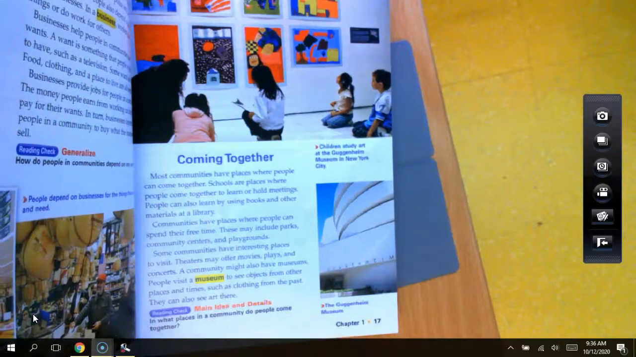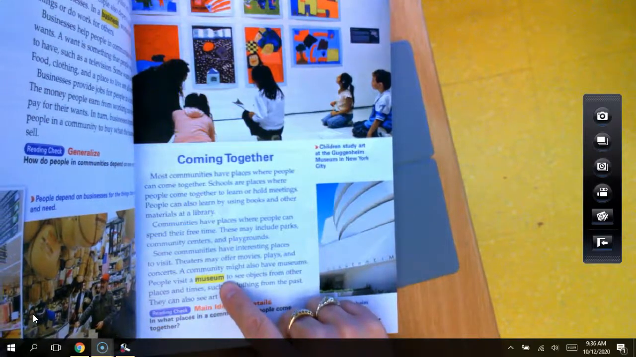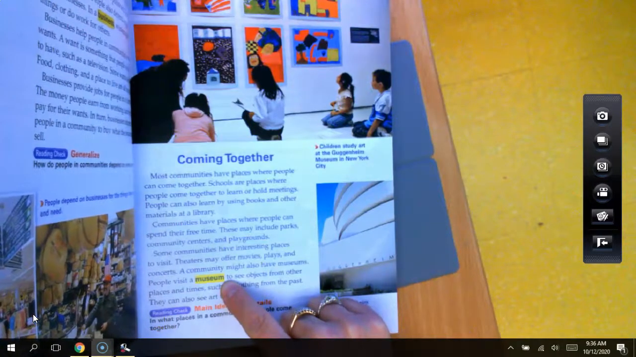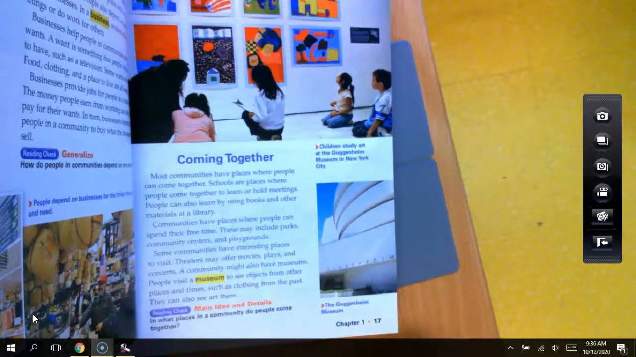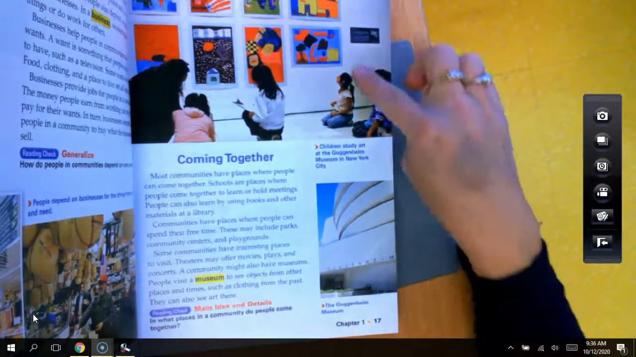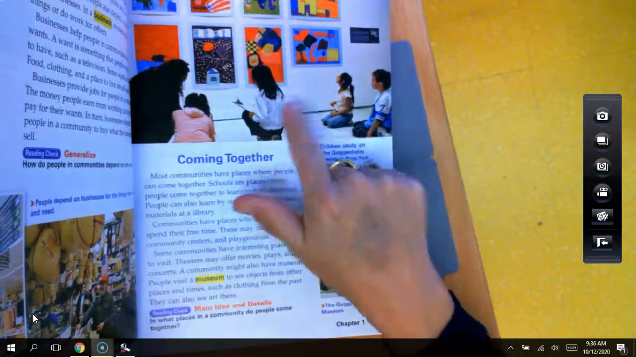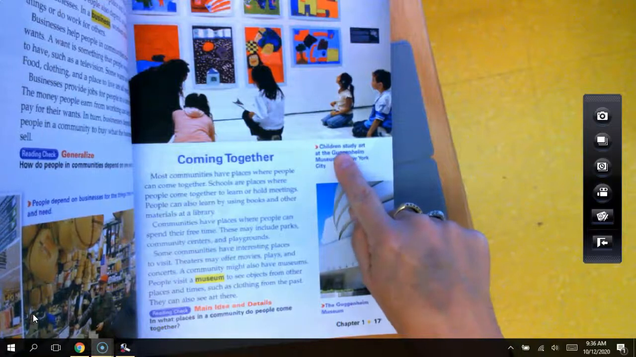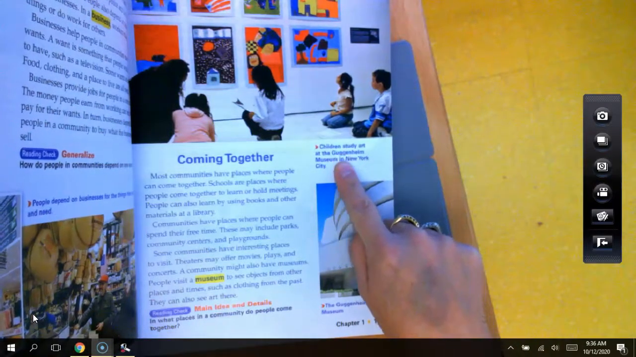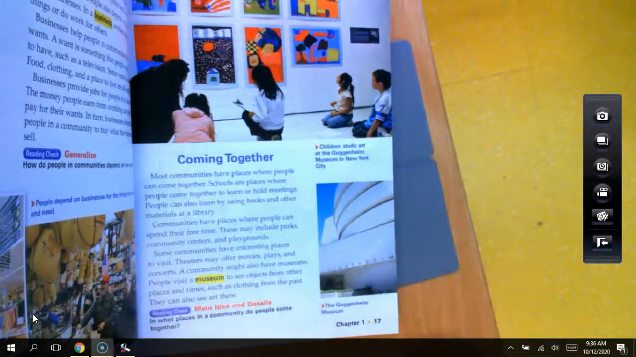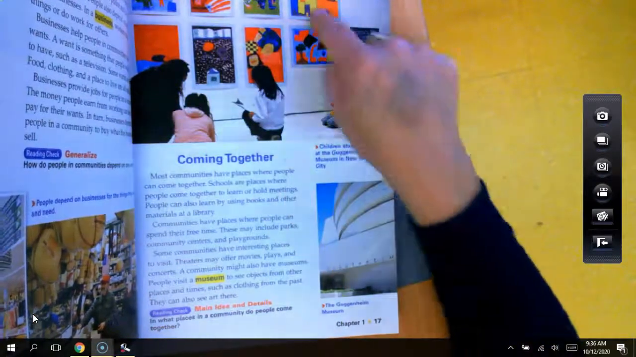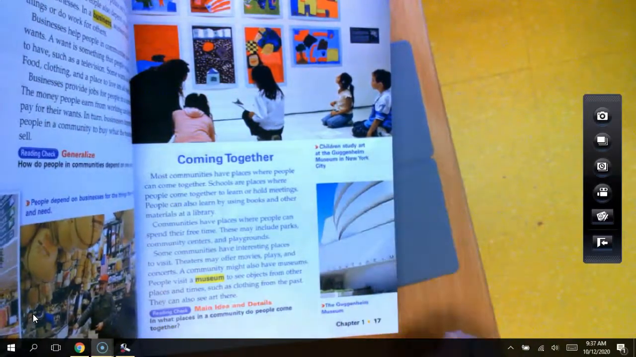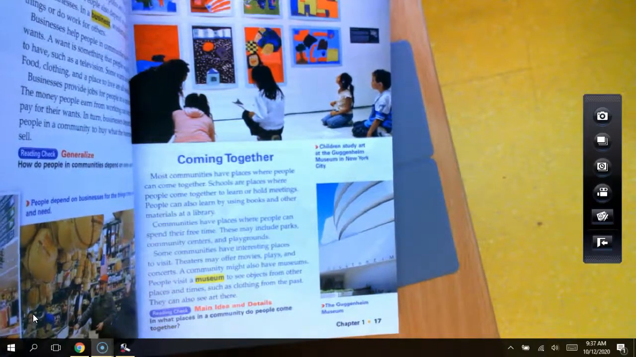So boys and girls, you see that the word museum is highlighted in yellow. That's another important word that you're going to be learning about this week in social studies. A museum is to see objects from other places and times. If you look at the picture above, you can see that these children are looking at pictures of art. It says in the caption, "Children study art at the Guggenheim Museum in New York City." This is inside the Guggenheim Museum, and this is what it actually looks like on the outside. Boys and girls, that is a museum.